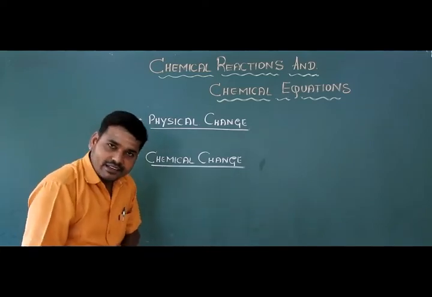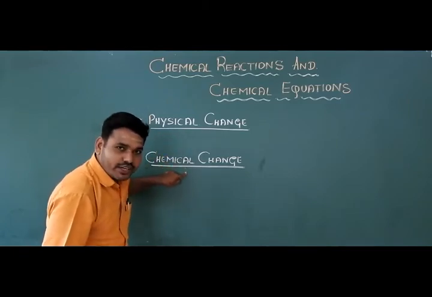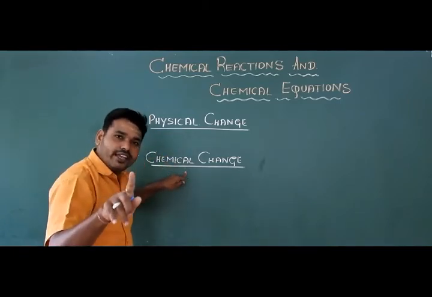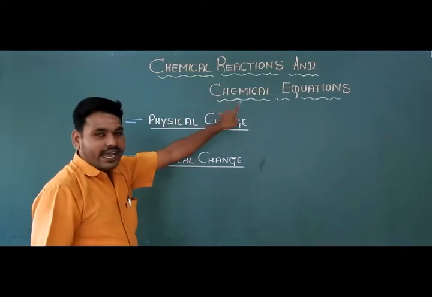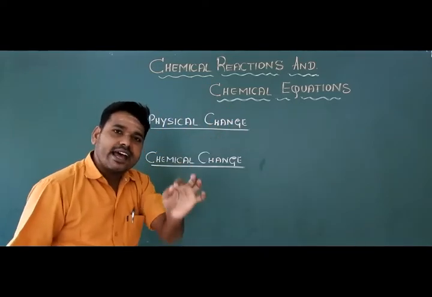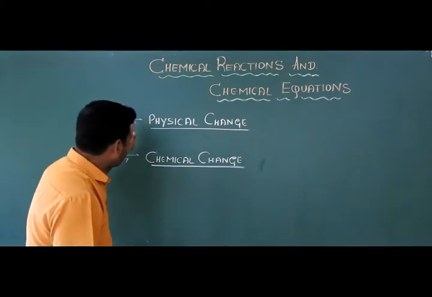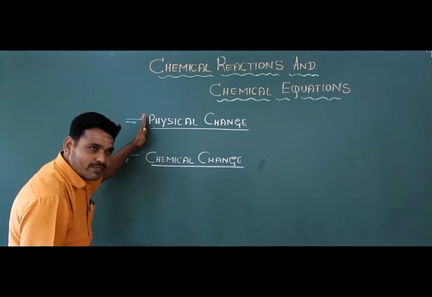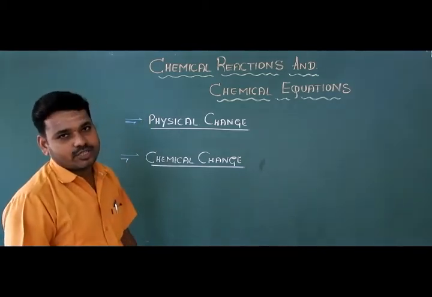Is it clear? Is there any doubt in the physical as well as the chemical change, students? So always in a chemical reaction, a substance can undergo two types of changes. The first type is called a physical change of a chemical substance, and the second type is called a chemical change of a chemical substance, students.